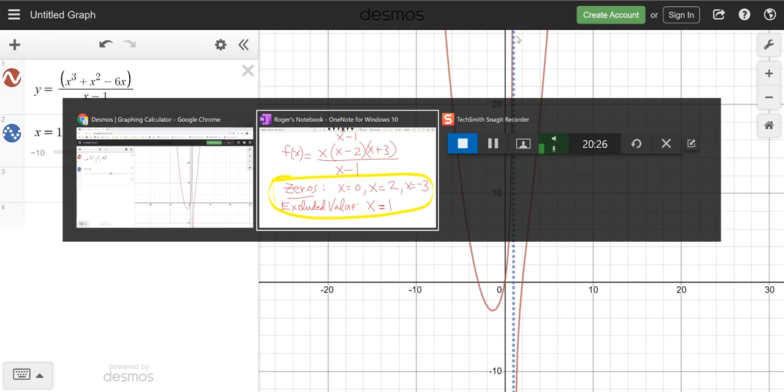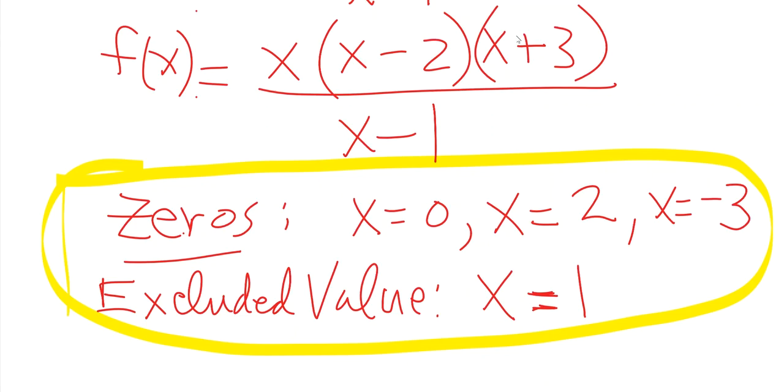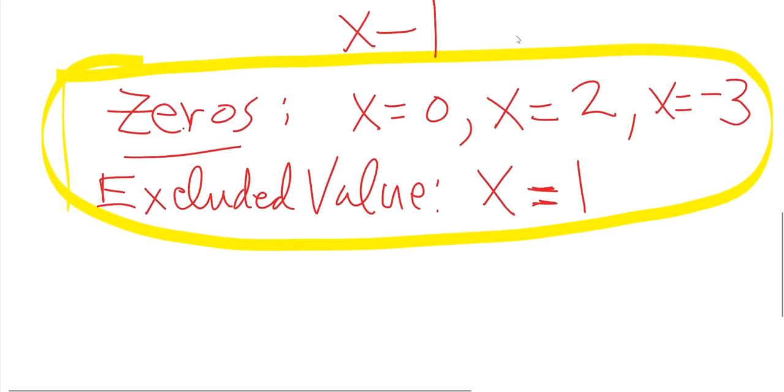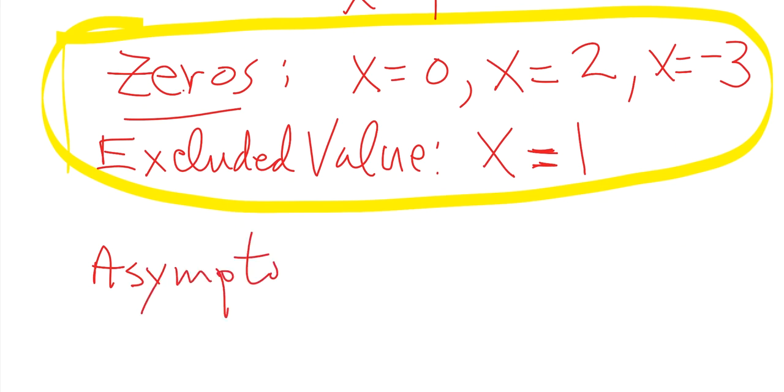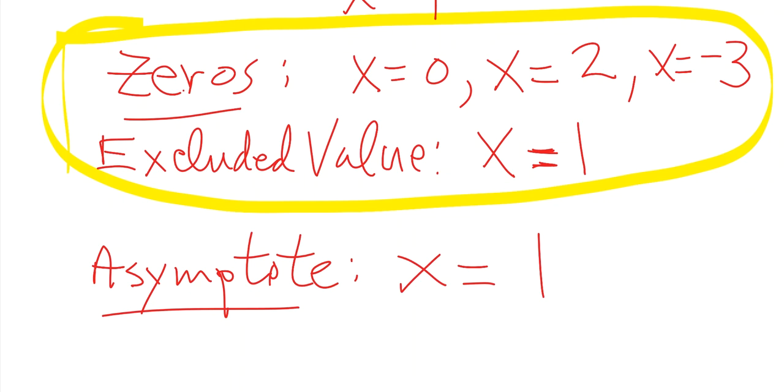So back to our whiteboard. The excluded value, x equal to 1, is also our asymptote. So let's go ahead and write that down here as well. The asymptote is x equal to 1. It's the excluded value, but we write it as an equation, x equals 1. That's the equation of the vertical line that is our asymptote.